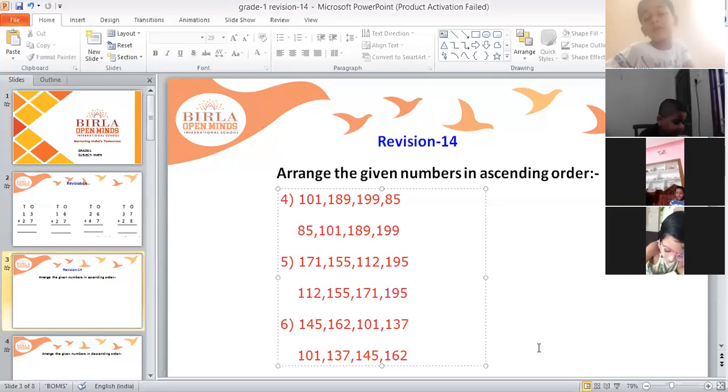Okay. Children, write down the answer for this last bit, 6th bit. Write down the answer fast and then we'll move to the next, that is arranging numbers in descending order.